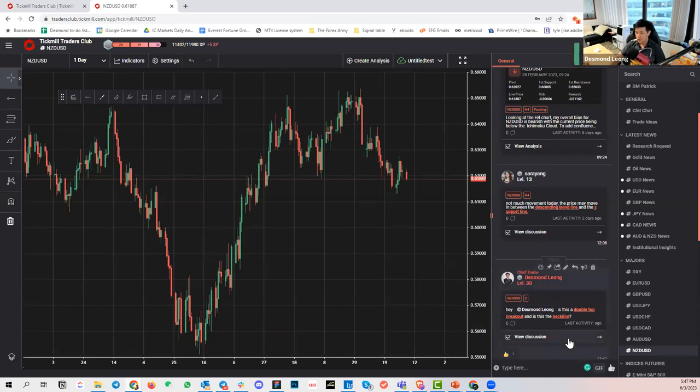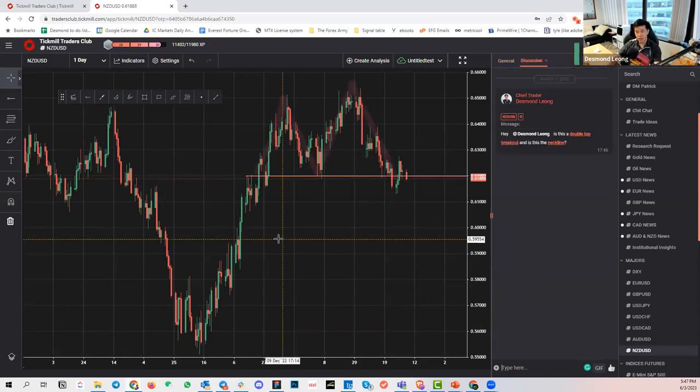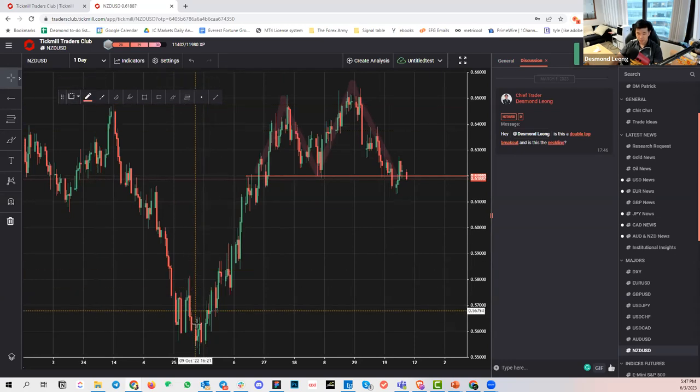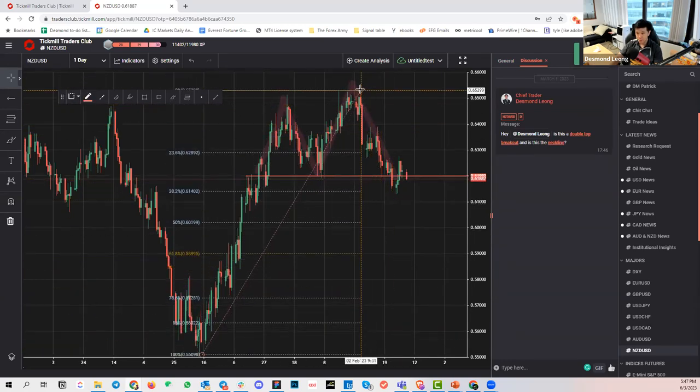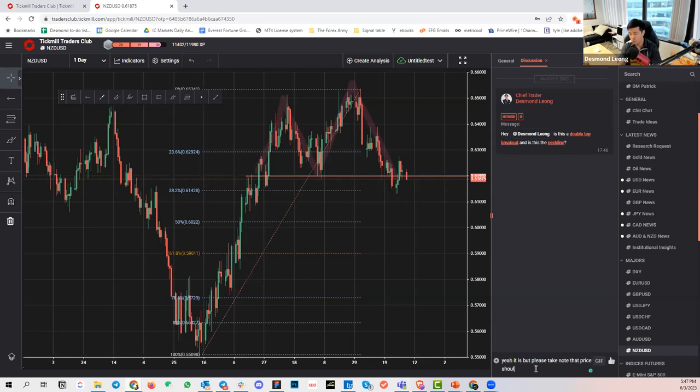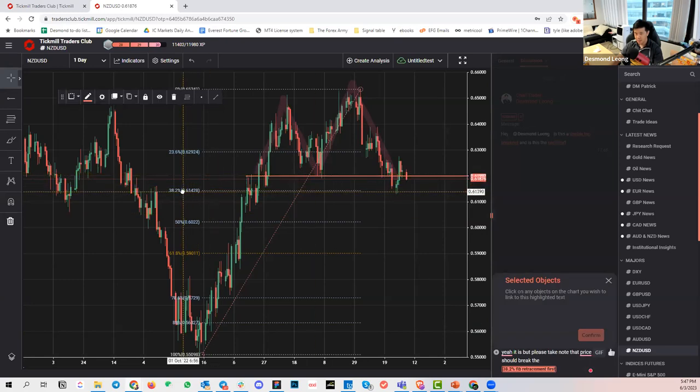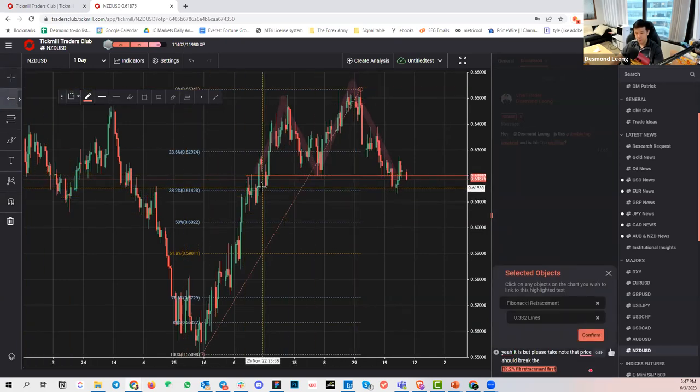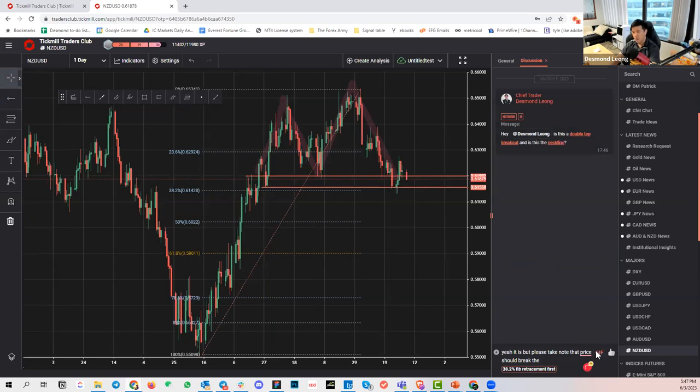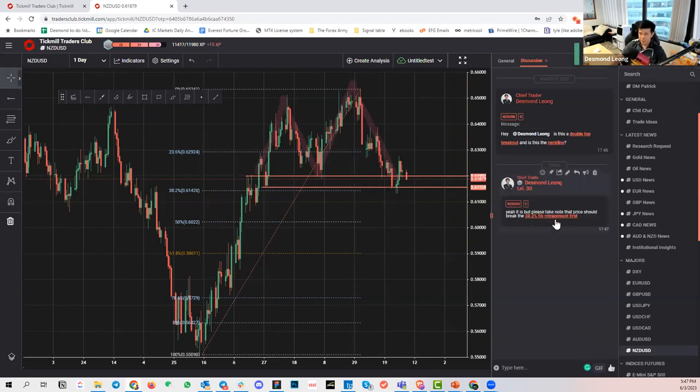That's lit. I'm going to view discussion, and this is the part where I can say, maybe I come here, I draw Fibonacci retracement. I'm like, okay, yeah, it is, but please take note that price should break the 38.2% FIB retracement first. What is the 38.2 FIB retracement? Highlight this level over here and of course this support level over here. Confirm, send it through. And if you're reading it, you're like, what is the 38.2? You can see it lights up when you hover over it.